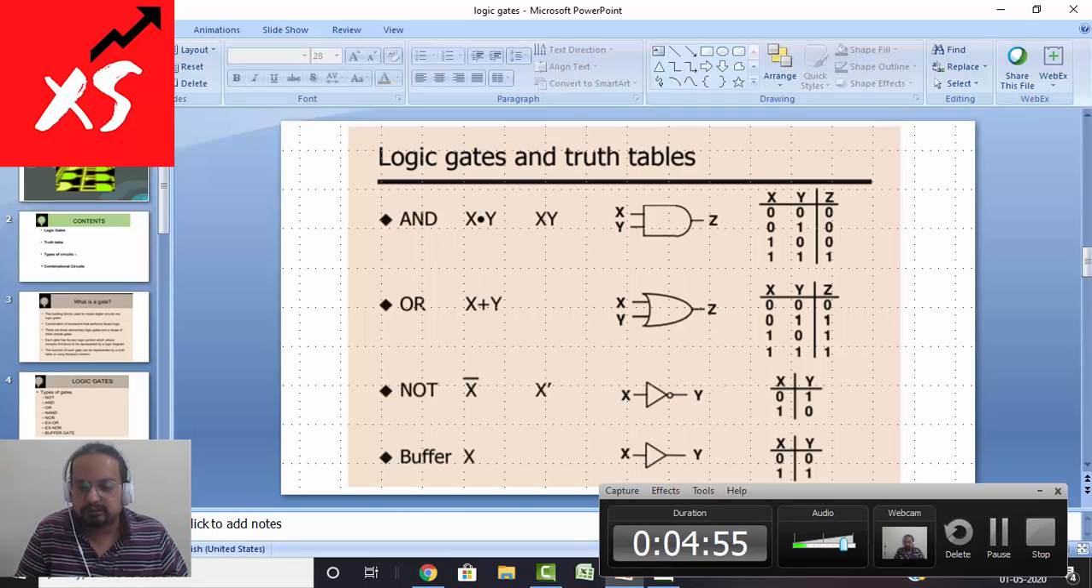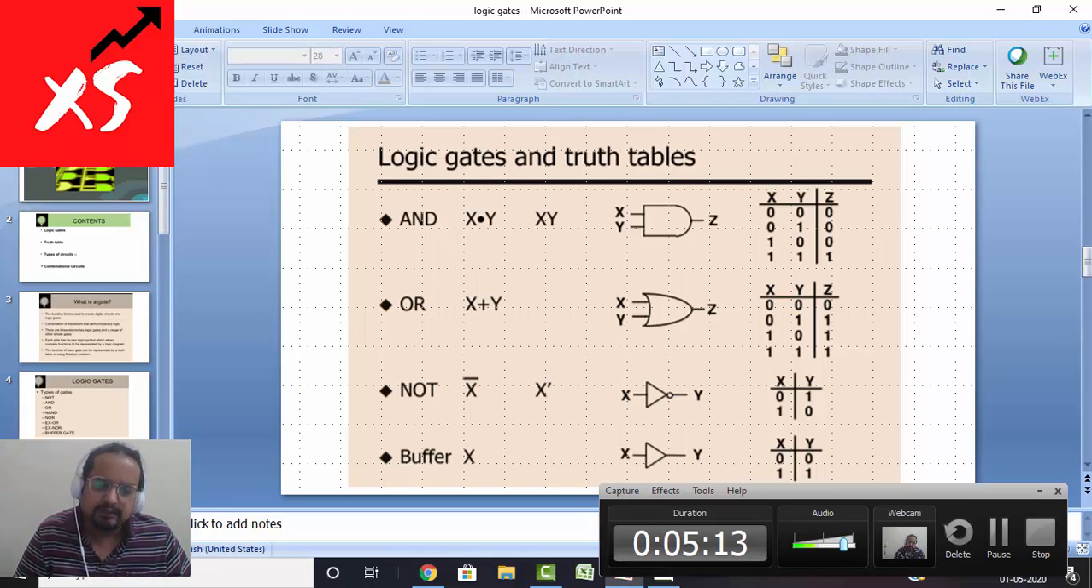So here, what's the logic? Let's look at the truth table. The logic that works is that in all other cases, apart from when both are zero, the output is 1, right? And only in cases when both are 0, you get a 0 output. So that is an OR gate.